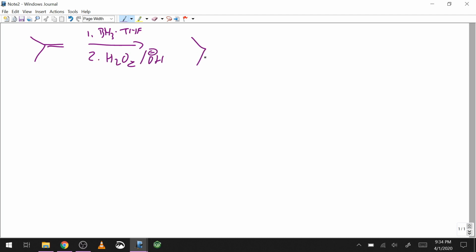And that's going to give us, when we're done, the alcohol on the last substituted carbon. So that's going to give us the product we want. How it does it is a little bit odd. First, the solvent itself. The hydride reagent itself.